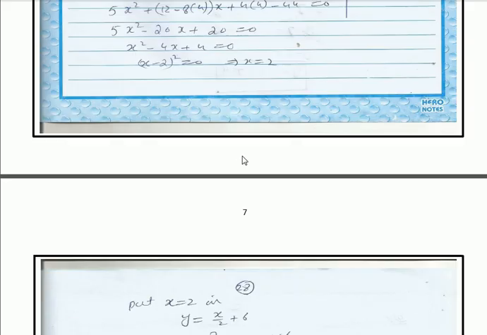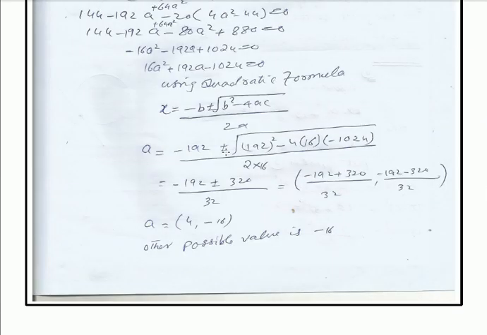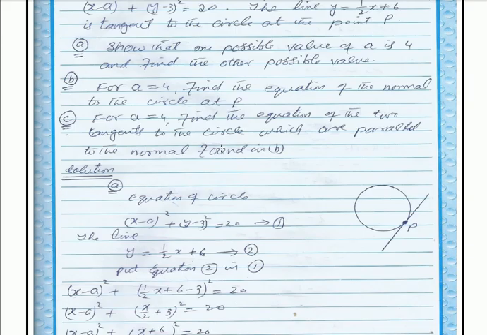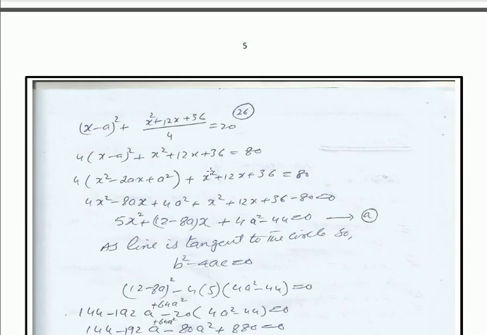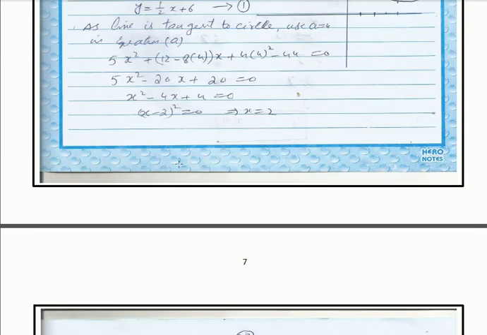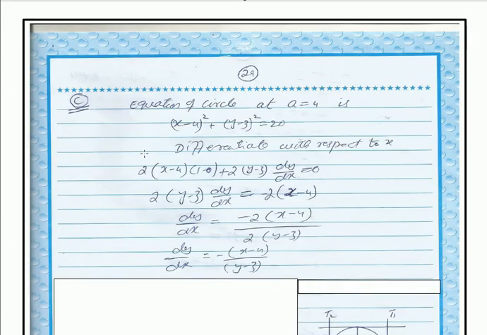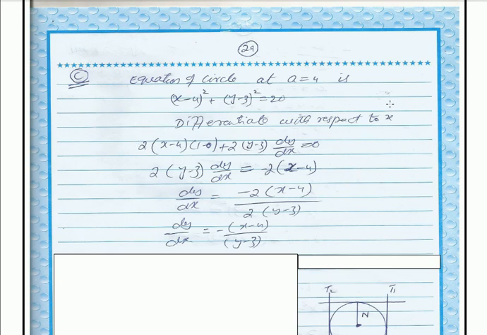Now in part C, for a equal to 4, find the equations of the two tangents to the circle which are parallel to the normal found in part B. Now we shall find the two equations of tangent which are parallel to the normal. So in part C, the equation of circle at a equal to 4 is (x minus 4) whole square plus (y minus 3) square equal to 20.